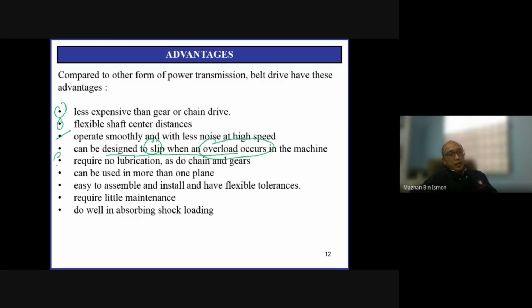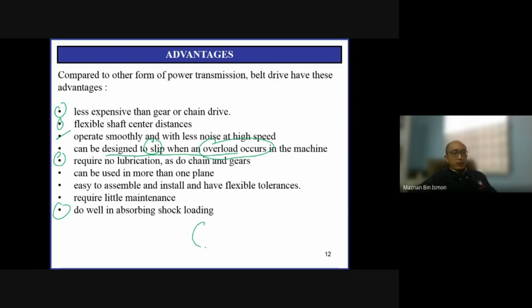And then required no lubrication. Can be more than one plane. Right, can be more than one plane. It means the arrangement of the shaft and pulley can be multiple planes lah. You can adjust its output and input. Gear can also, just a bit more complicated lah. Easy to assemble. Where is vibration? I don't see. Okay. Do well in absorbing shock loading.